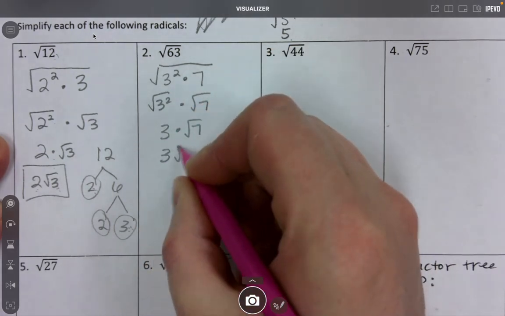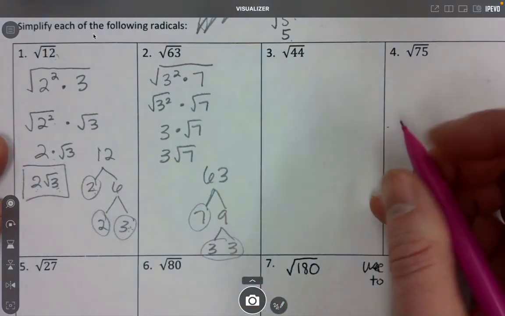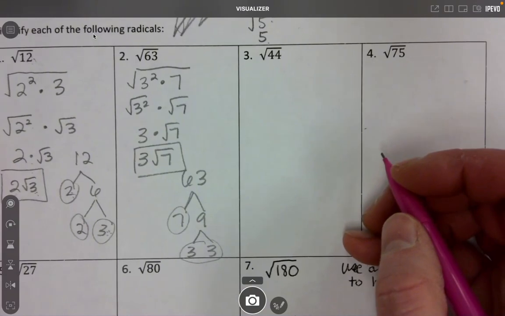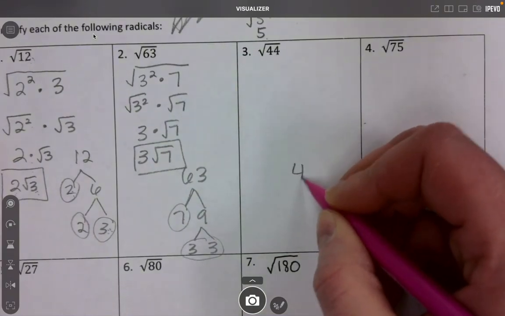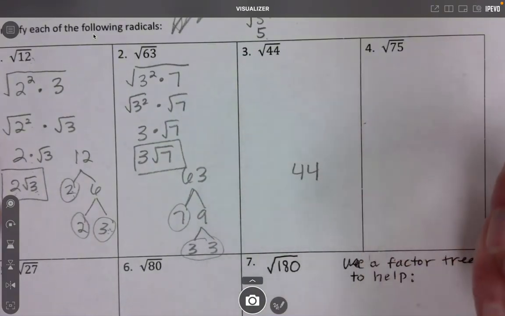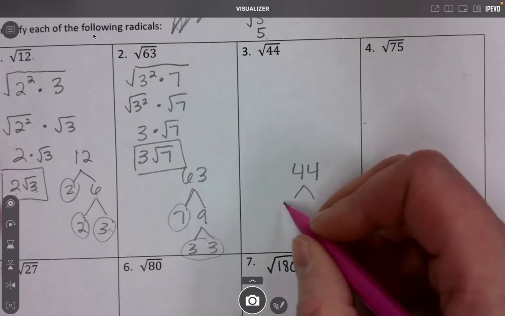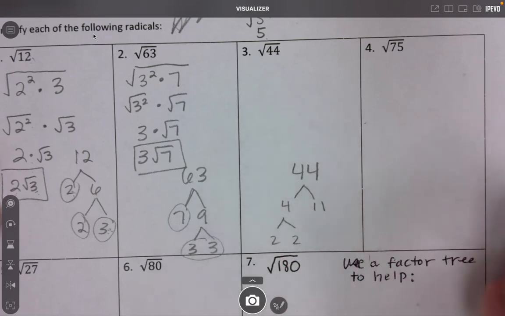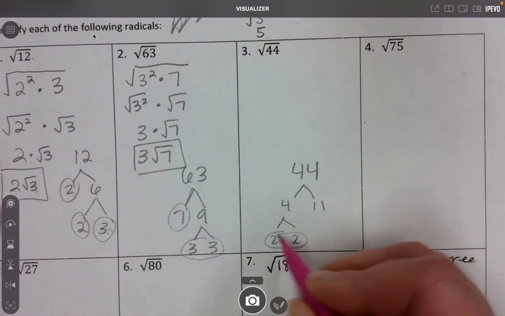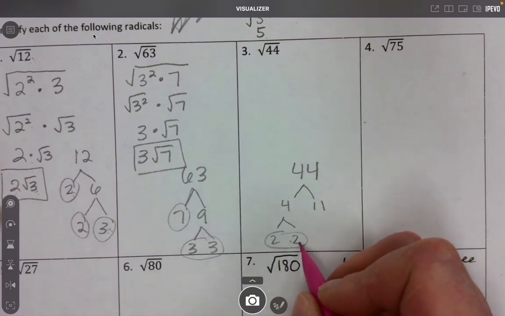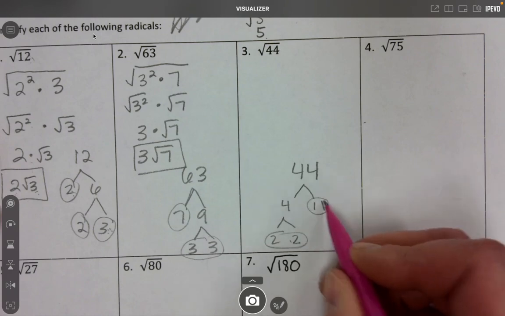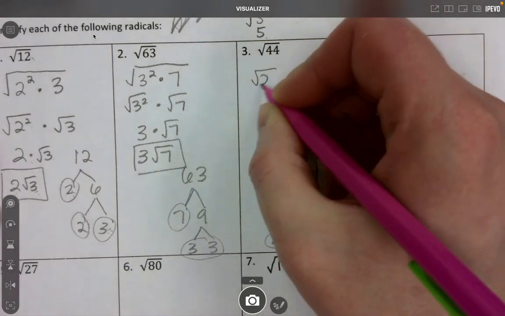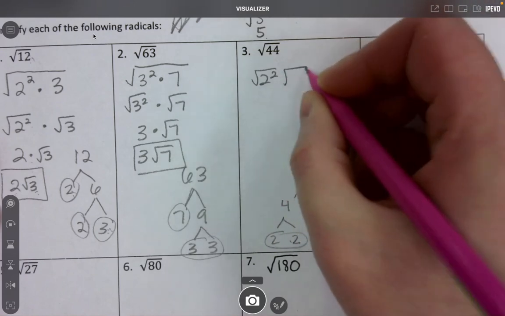And so we have 3 square roots of 7. We're going to look at shortcutting our math work on the next one. So 44, let's go ahead and break that down. All I can think of right away is 4 times 11, and 4 is 2 times 2. So here's our two things that we need, right? 2 times 2 will make a 2 squared. That's what we're looking for. And we also have an 11. So let's write this as square root of 2 squared times the square root of 11.